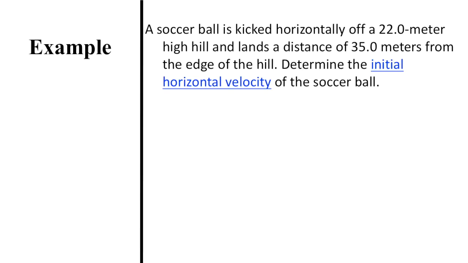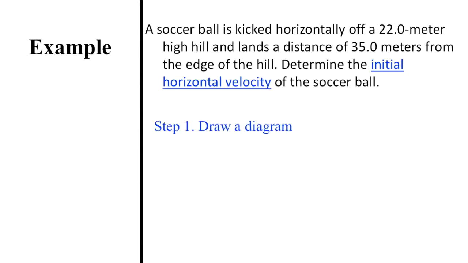Here is another example. A soccer ball is kicked horizontally off a 22.0 meter high hill and lands a distance of 35.0 meters from the edge of the hill. Determine the initial horizontal velocity of the soccer ball. Go ahead and pause this video and use your TNOTES in order to map out each step of what you need to do in order to solve this problem. Then start the video back up to see how I do it.